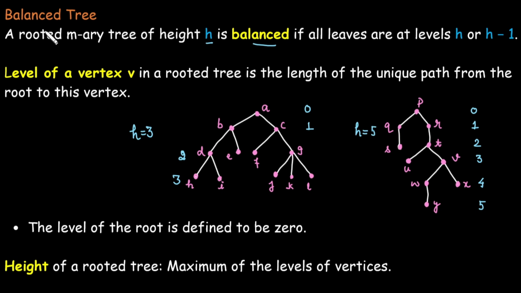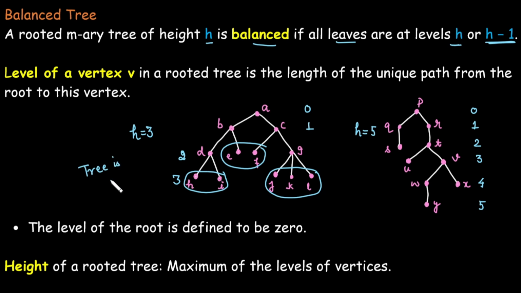Now back to the definition of a balanced tree. We call a rooted m-ary tree with height h balanced if all the leaves are at level h or h minus 1. In this case, the height of the tree is 3 and all the leaves are at level 2 or 3, because the leaves are H, I, E, F, G, A, K, N. So either they are placed at level 3 or 2. Hence, the tree in this case is balanced.